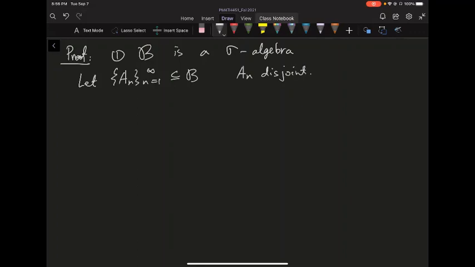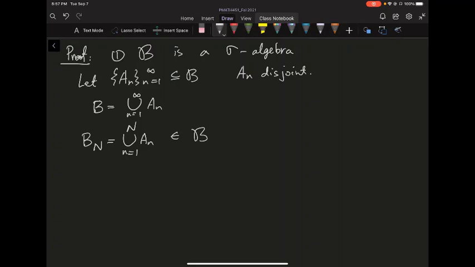I need to show that their union is inside B, so let's give their union a name. Let's call it the letter B, that's the countable disjoint union of these A_n. I need to show it's inside B. So to show that, let's let their finite union be this B_N, n going from 1 to big N of these A_n. Well, because B is an algebra, we know that this finite union is in B. Okay, so that has no problem.